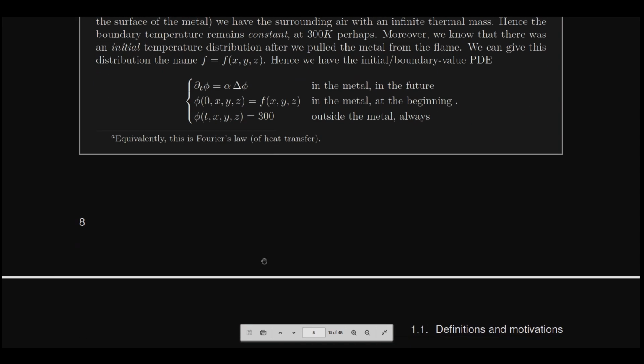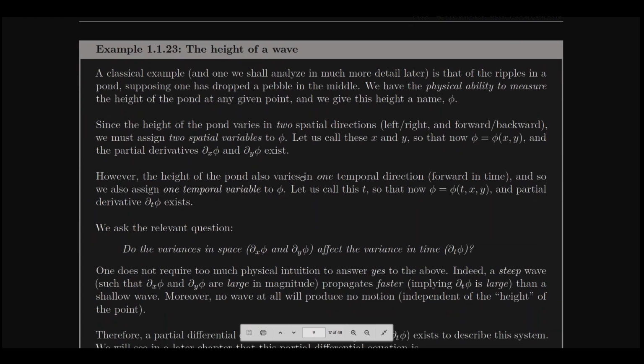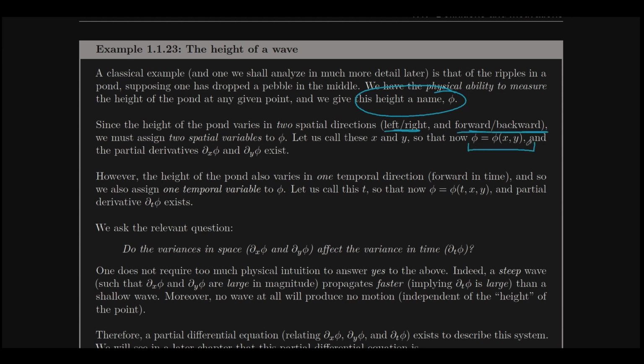Okay, and finally, in the holy trinity of PDEs, we have the height of a wave. So a very classical example is where we drop a pebble into a pond, and everything ripples out from where we drop it. And so we're going to try to measure the height of the pond at any given point in time. Well, the pond has some left-right directions and forward-backward directions, and so certainly the height of the pond depends on x and y, but of course the height of the pond varies over time, otherwise the ripples wouldn't travel anywhere. And so we have partial derivatives in x and y, we have a partial derivative in time.